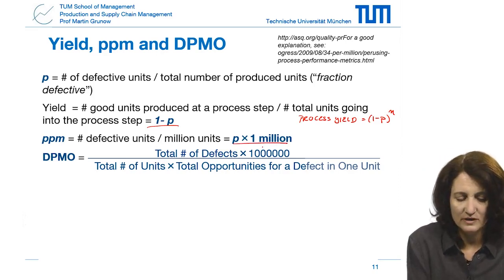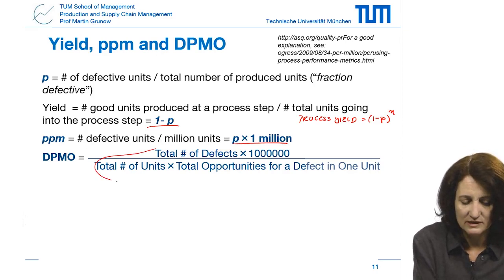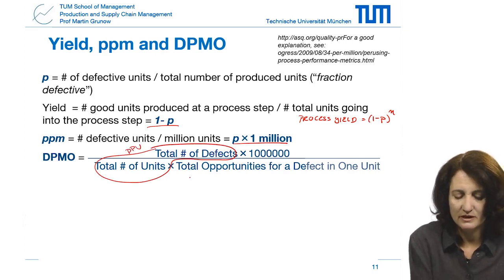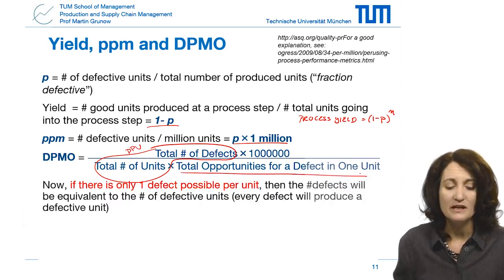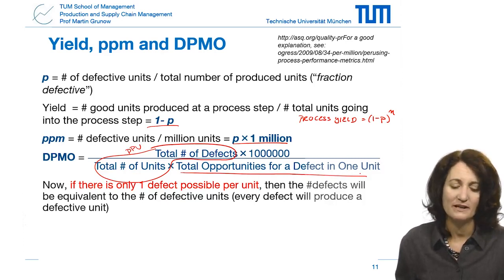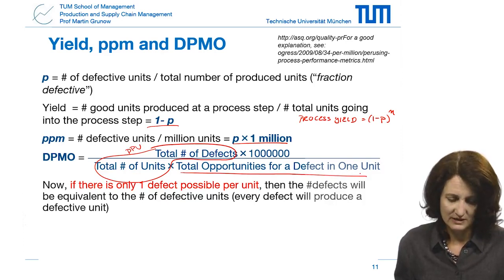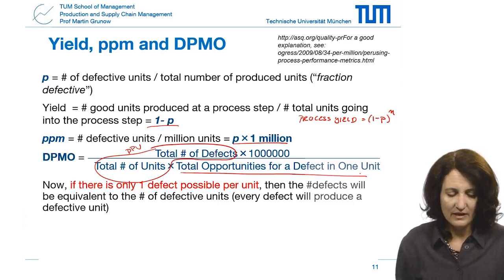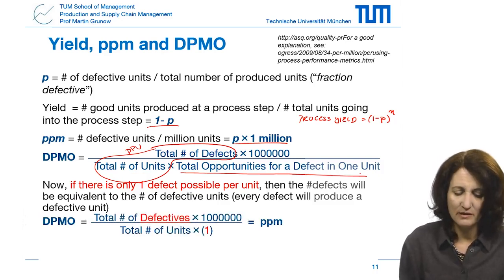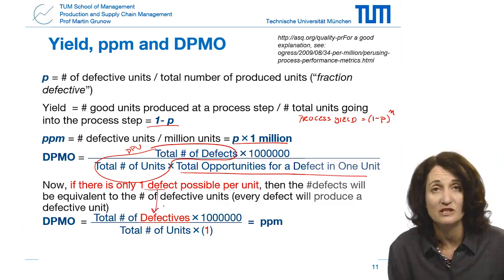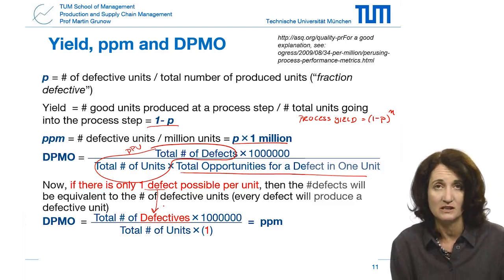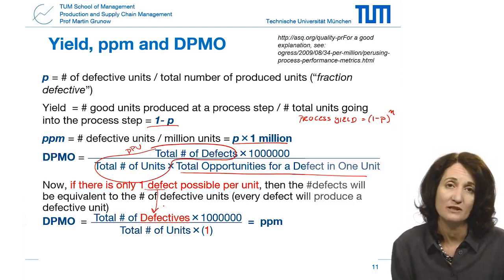PPM is P times 1,000,000, and DPMO we saw is this DPU times 1,000,000 divided by the total opportunities for a defect in one unit. Now, if there's only one defect possible per unit, and that creates a defective, then you'll end up with DPMO equaling PPM. You would then say that the number of defects is going to be equal to the number of defectives. There's only one opportunity and it causes a defective, then you get DPO equal to DPM.